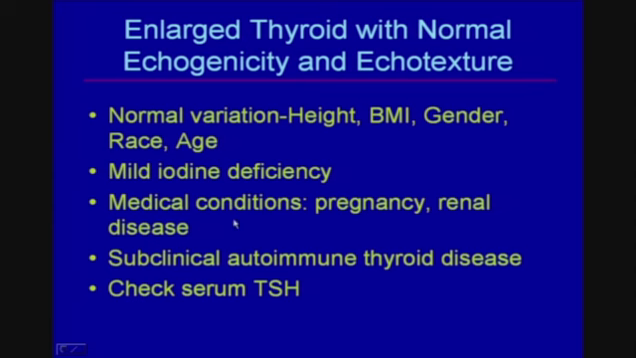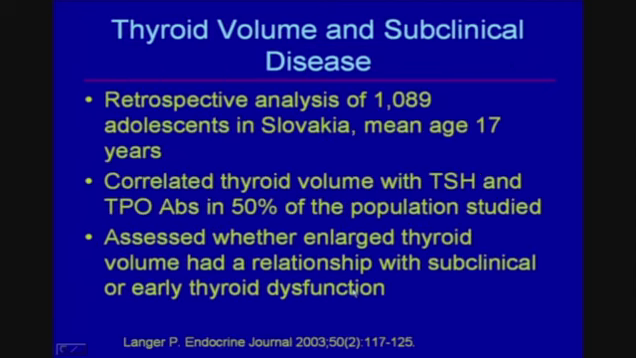But one thing that has come to attention is that this, in fact, could be a marker of either subclinical or early autoimmune disease. So as I mentioned before, you check the serum TSH at that time point, but then need to pay attention to it later. This was a very interesting article that was published in Slovakia that looked at over 1,000 young adolescents. The mean age in this group was 17. And they correlated the thyroid volume with the patient's serum TSH and thyroid antibodies in at least 50% of the population, and they assessed whether there was a relationship between an enlarged thyroid and early or subclinical thyroid dysfunction.